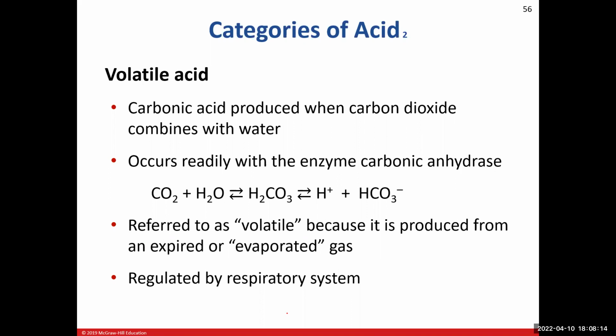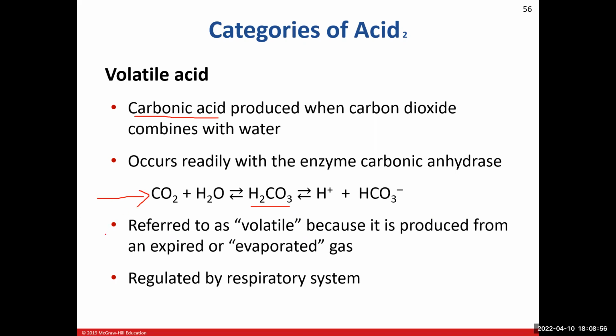All right, our next type of acid is a volatile acid. And so we're going to be talking quite a bit about this special acid here, carbonic acid. When we're dealing with volatile acids, carbonic acid is an acid that is produced when, if you look down here at our equation, we interact carbon dioxide with water. And so carbonic acid is a volatile acid because it is produced from expired gas or evaporated gas here.